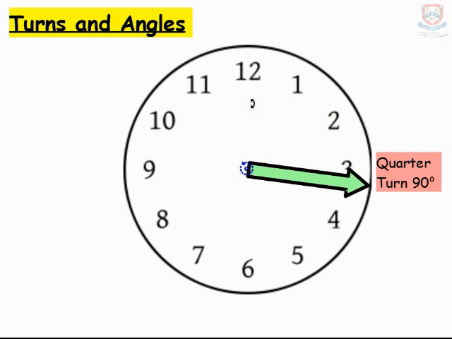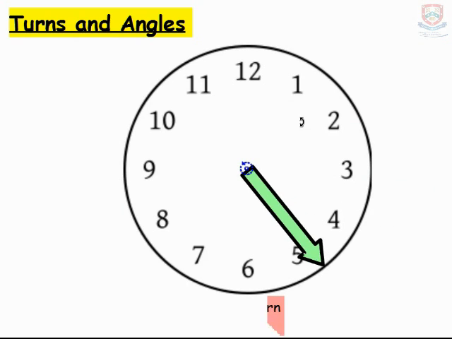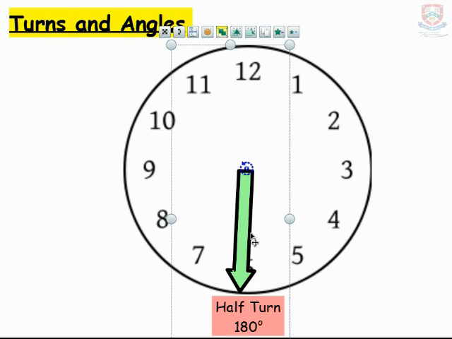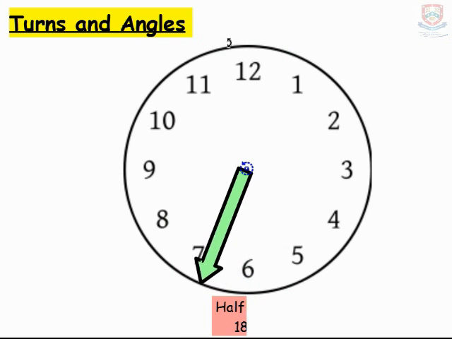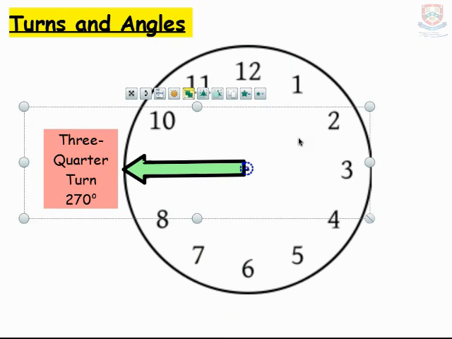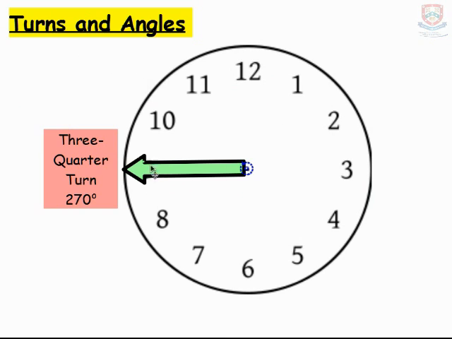90 add 90 is 180. So to go half the way around our clock creates a half turn. A half turn around the circle is 180 degrees. So moving to 9 o'clock, another 90 degree turn gives us 270 degrees. And this is 3/4 of our clock. If we moved right back to 12, we would have completed a full rotation, which is 360 degrees.